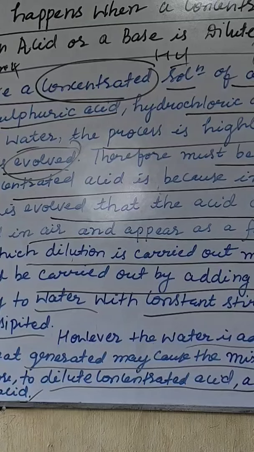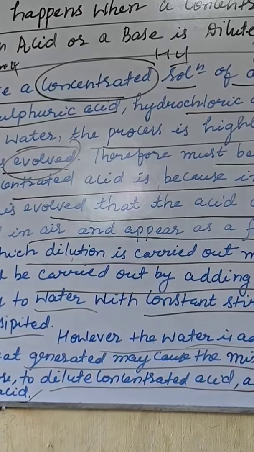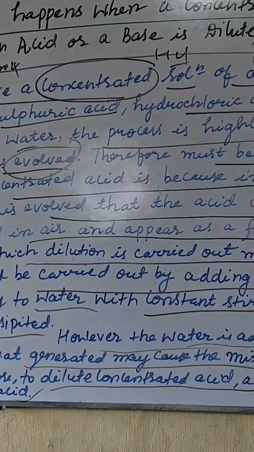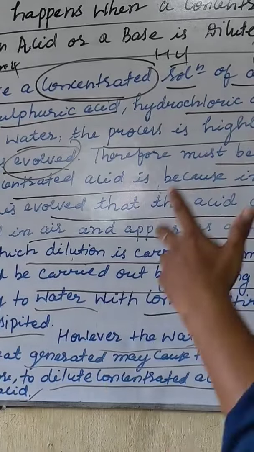It may be cracked. Therefore, dilution should be carried out by adding a thin stream of the acid slowly to water with constant stirring, and stir it properly, so that the heat may be dissipated and the temperature maintained. However, if water is added to the concentrated acid, the heat generated may cause the mixture to splash out and it may cause burns. So, to dilute a concentrated acid, add acid to water and not water to acid.